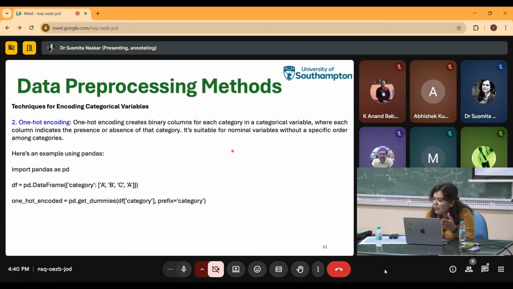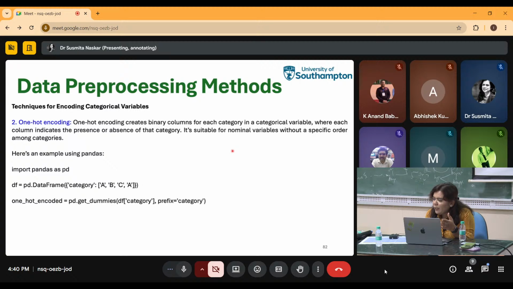And then there is another, third technique to encode categorical variables, which is dummy encoding. It is very similar to the previous one, one-hot encoding, but with one important difference. Dummy encoding creates a binary column for each category like one-hot encoding, but it drops one of the columns, right? This prevents multicollinearity, a common issue in regression models, where one column can be predicted from the other.